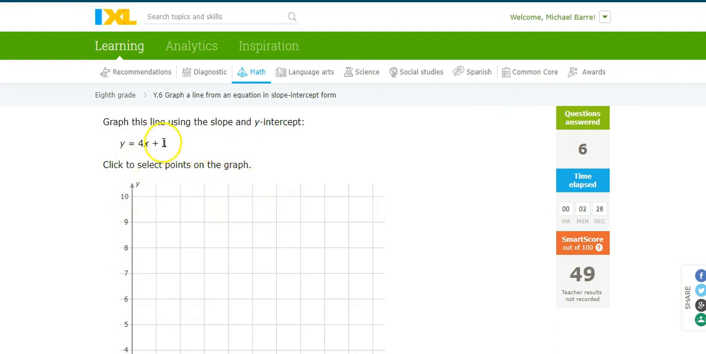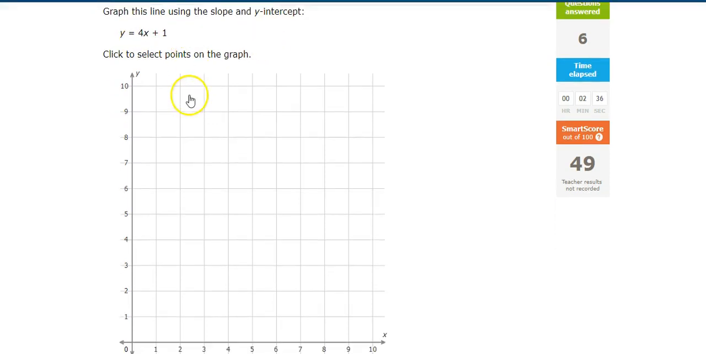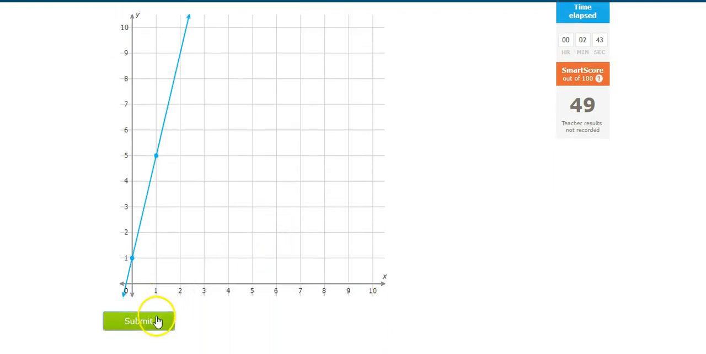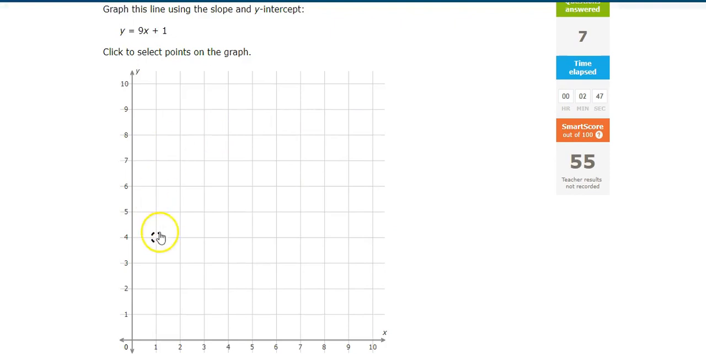He wants to start at 1, and then go up 4 over 1. Start at 1, up 4. 1, 2, 3, 4 over 1. Look at that, I'm already up to my 55. Start at 1, go up 9, over 1.